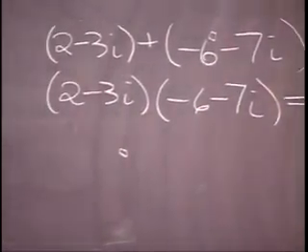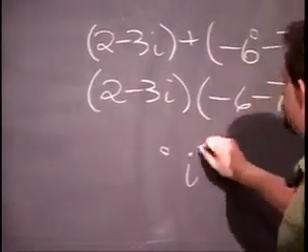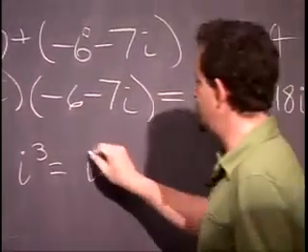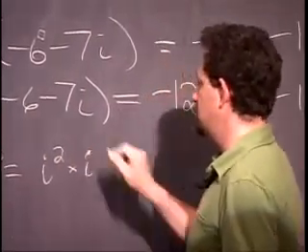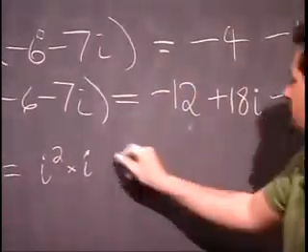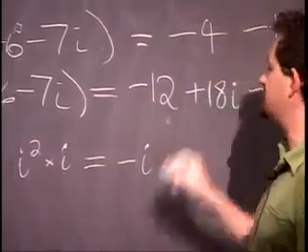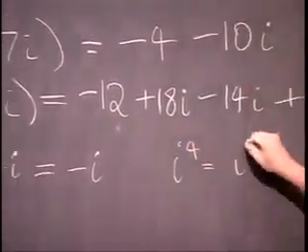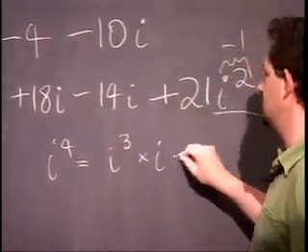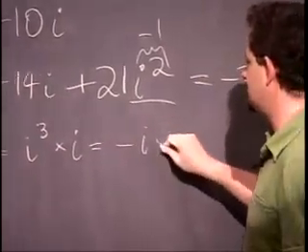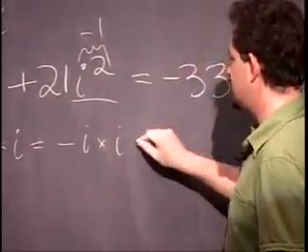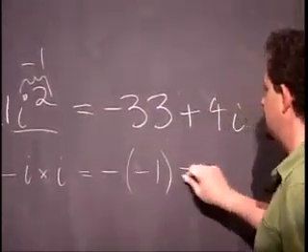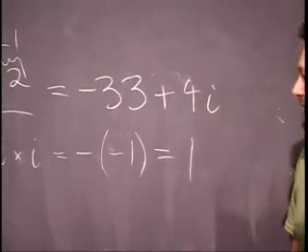Now, what should i cubed be? We know what i squared is. What is i cubed? Well, it's i squared times i. And i squared is negative 1. So i cubed is the same as minus i. How about i to the fourth? Well, that's i cubed times i, which is minus i times i, which is minus i squared, which is 1. So i to the fourth is 1.